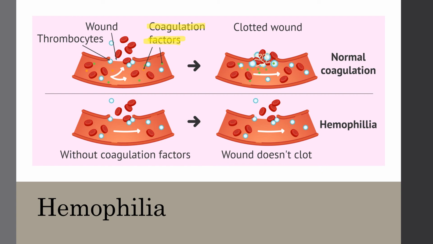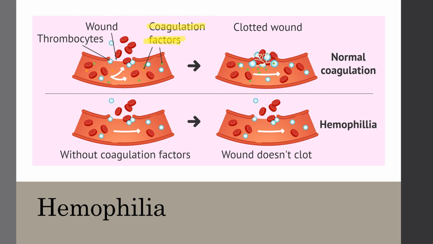Some of the symptoms of hemophilia include unexplained and excessive bleeding from cuts or injuries. We're going to see many large, deep bruises, or also pain or swelling in the joints, or even blood in the urine or stool.